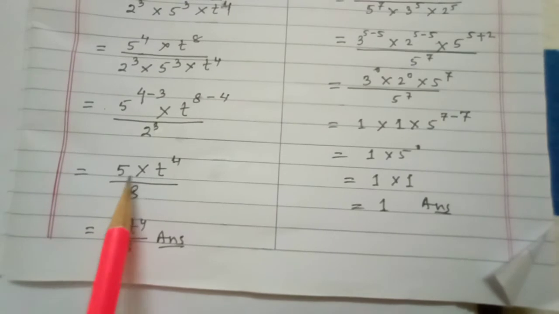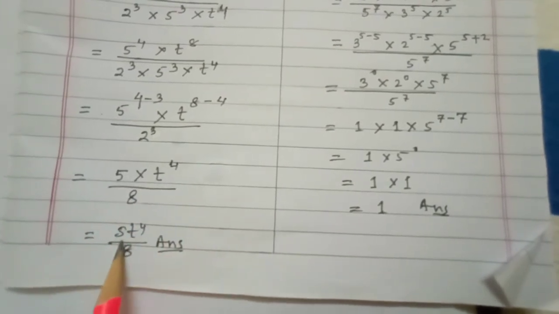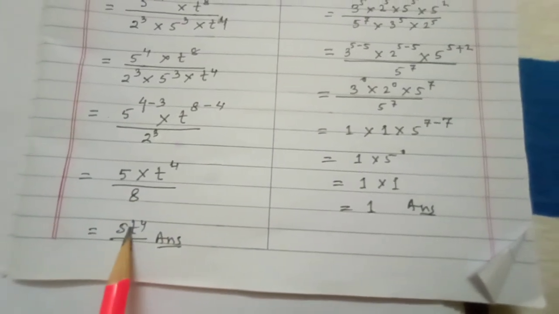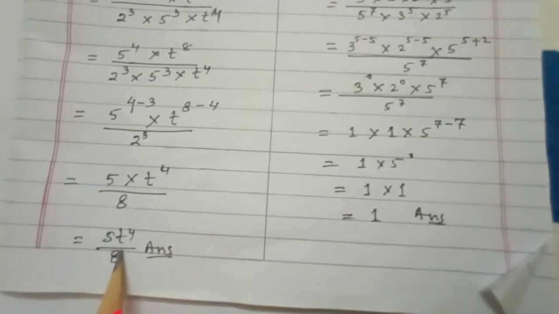Now 5 into t to the power 4 by 8. The multiplication sign, no need to write here. 5 t to the power 4 by 8.